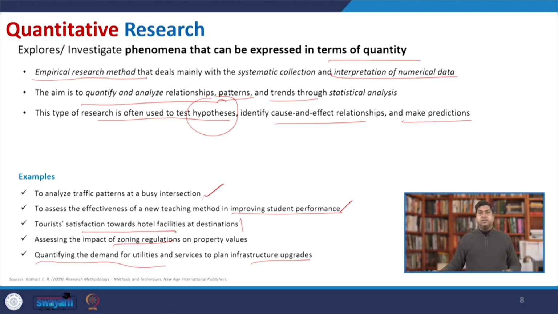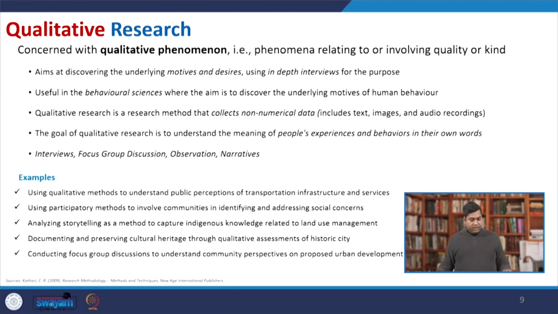We'll discuss in detail this quantitative research and qualitative research, the difference between these two, and where they can overlap, in our next lecture, which is your dedicated lecture on quantitative research versus qualitative research. Coming to qualitative research, it is concerned with qualitative phenomena, phenomena involving quality or any kind of behavior. It may be human behavior, or it may be something that is happening in a system.